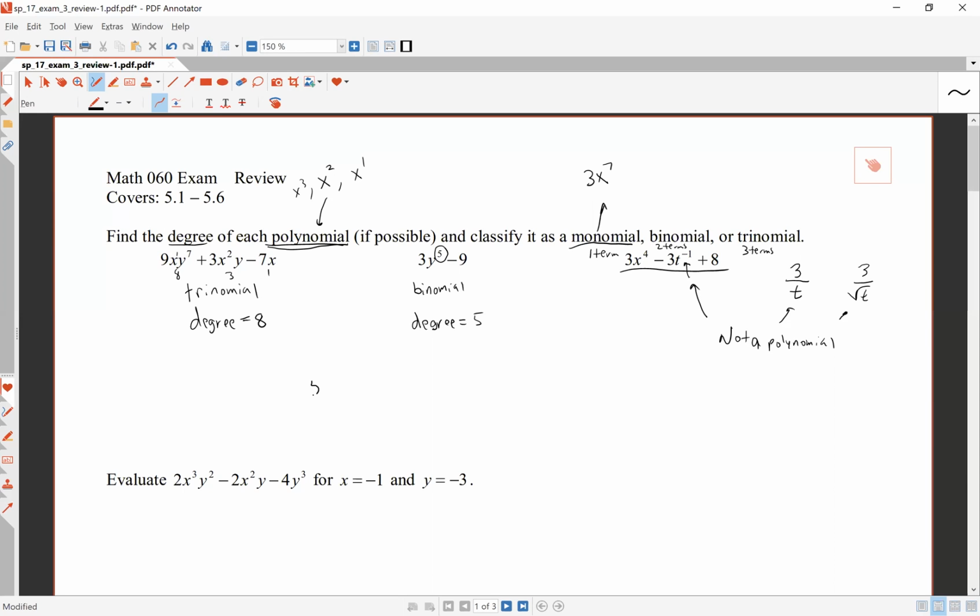If you look at a binomial, like 5x plus 2, the highest exponent there is a 1. And if you look at something like a constant term, something like 5, doesn't have a variable, that's degree 0. And that's because you can write 5 as 5x to the 0, because x to the 0 is 1.